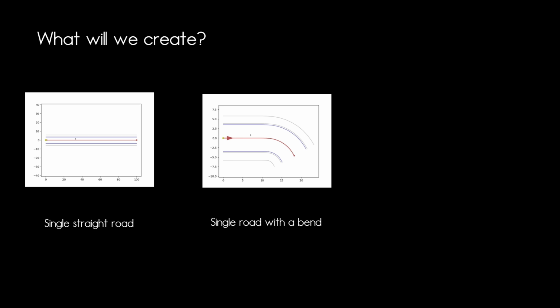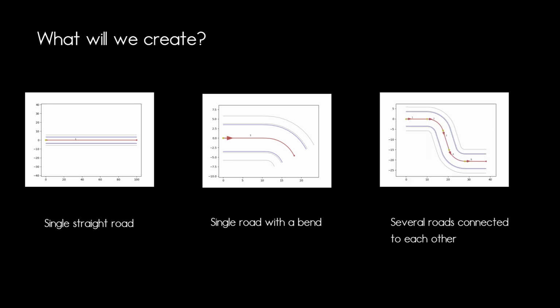So what will we create today? We will definitely create a single straight road, which is very, very simple. So as you can see in the image here, a 100 meters long straight reference line, two lanes, and a sidewalk on each side. We will create a single road with a bend, and we will create several roads connected to each other to form a sort of S shape.